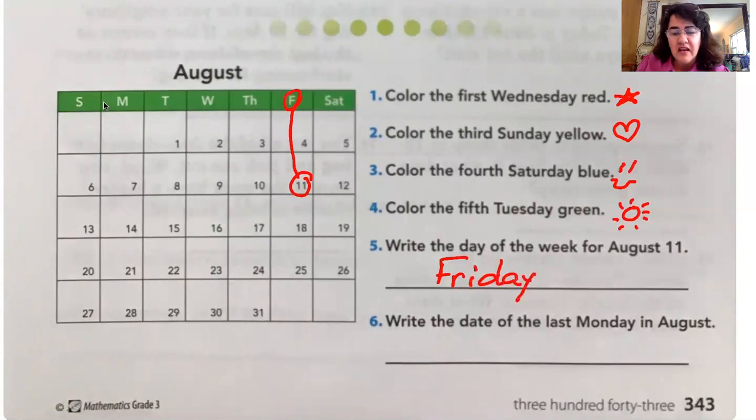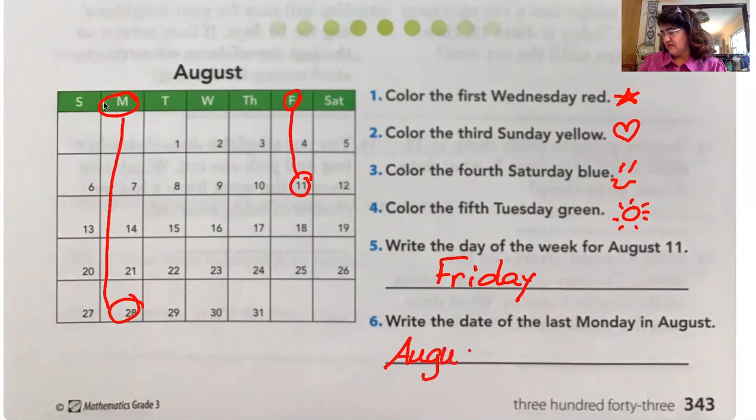Okay, write the date of the last Monday in August. What is the date of the last Monday in August? Well, here's the Mondays. The last one of this month is the 28th. So we have August 28th.